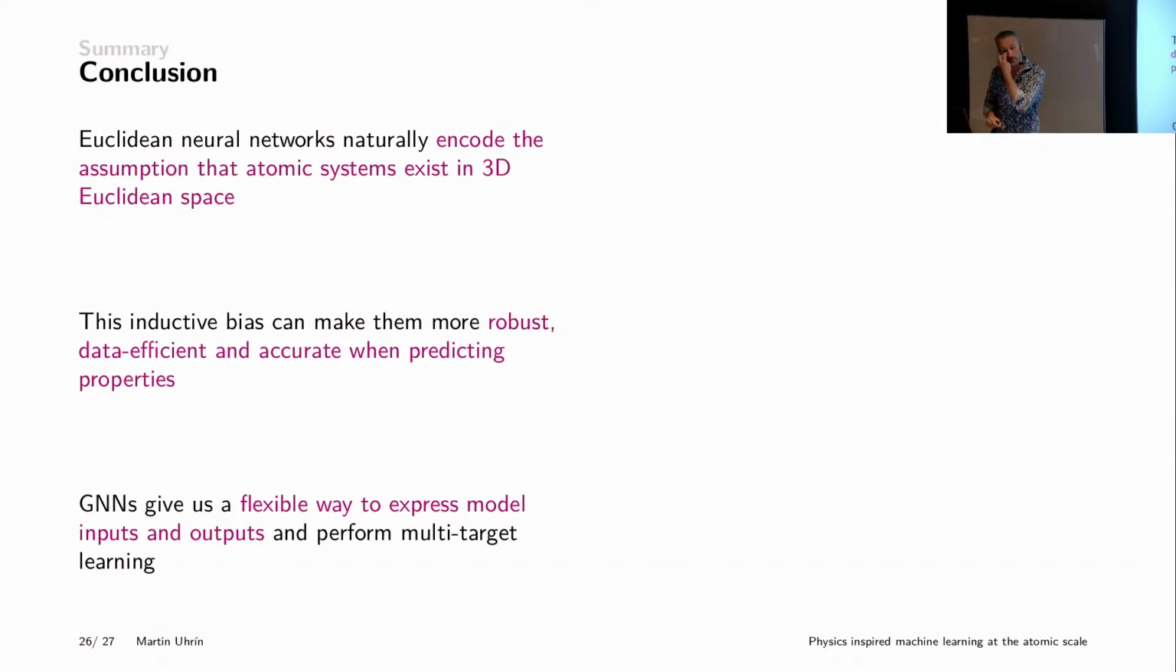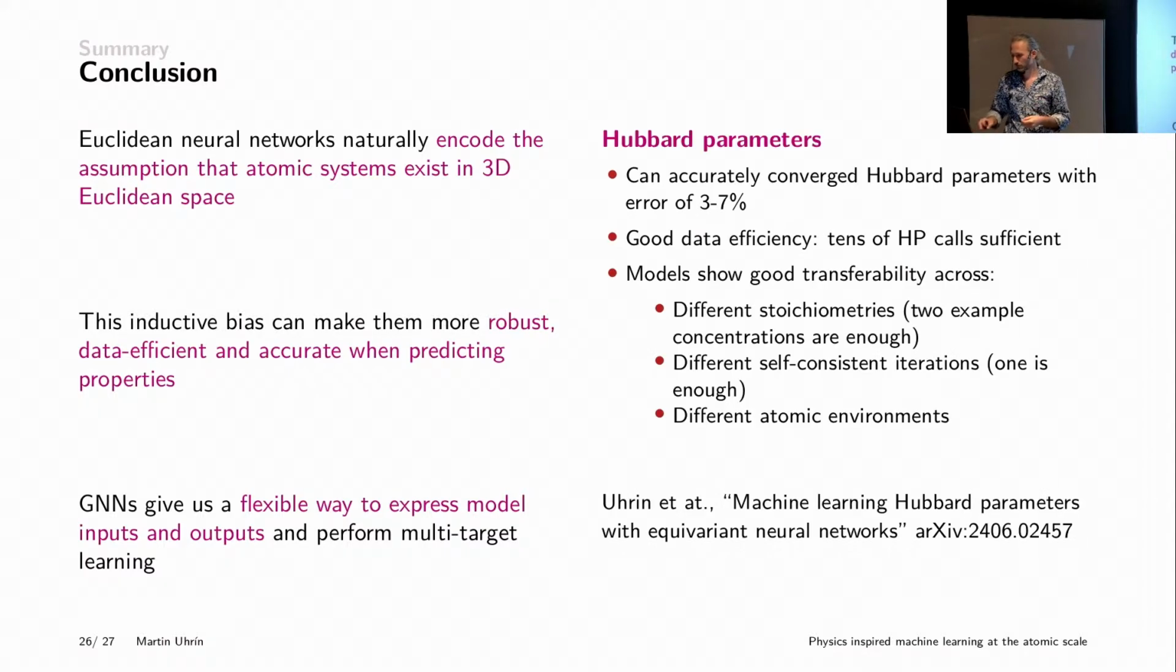Okay, let me wrap it up there. So I think hopefully I've made it clear that these equivariant neural networks, yes, they are costly, they're going to be more expensive to train, but they will give you significantly better data efficiency. But not only that, they will also give you a flexible way to express the ability to predict quantities that are just not possible with these invariant models, either as inputs or outputs of the model, or both.